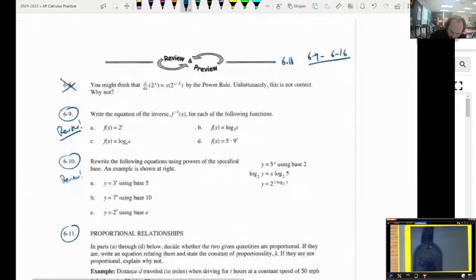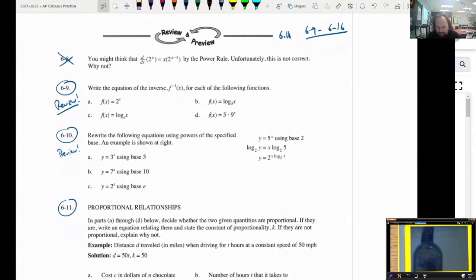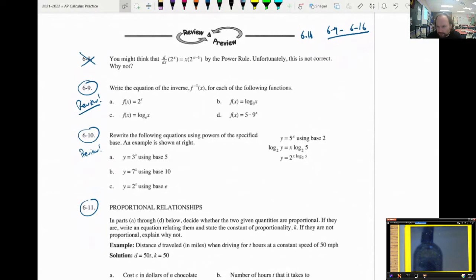This is 6.1.1. We'll be doing problems 6-9 all the way through 6-16, and you might be surprised at the amount of Algebra 2 review there is inside of this assignment. So let's jump into it.